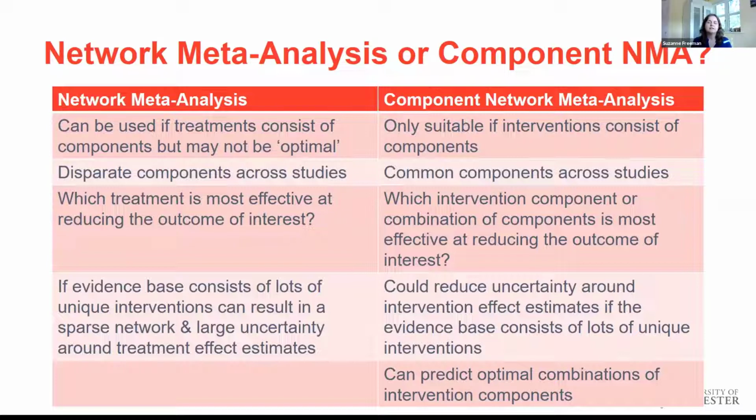And because we're estimating the component effects as opposed to a treatment parameter for every unique combination of interventions, it can reduce the uncertainty around our intervention effect estimates. So thinking of the length of stay example, instead of estimating 18 treatment parameters, we estimated 6 component parameters. And component network meta-analysis allows us to predict these potentially optimal combinations of intervention components, which can be particularly useful for informing future research agendas.